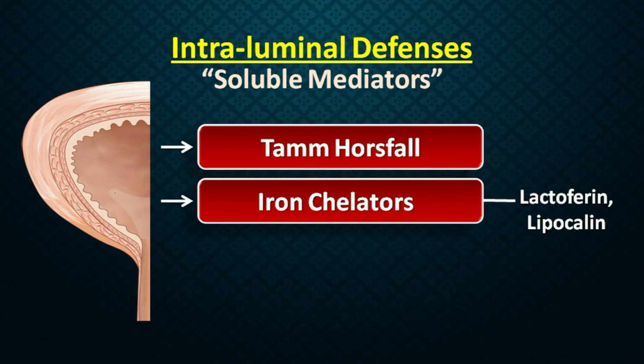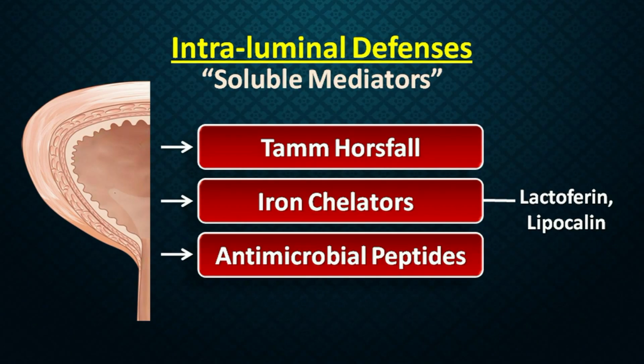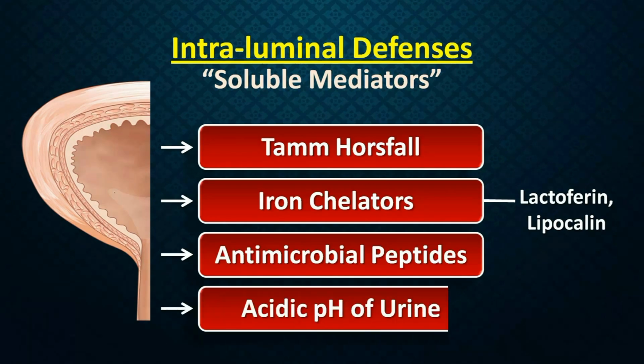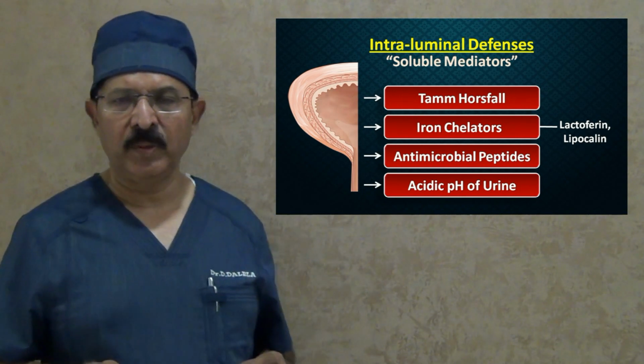These iron chelators take the entire iron from the urine, and then bacteria have no iron left over to use. Iron is a nutrient for bacteria. So if there is lesser iron in urine, bacteria will not grow. The next is antimicrobial peptides. These are proteins secreted within the bladder lumen, and they have antimicrobial property. And of course, you know that the pH of urine, which is acidic most of the time, is inhibitory to bacterial proliferation.